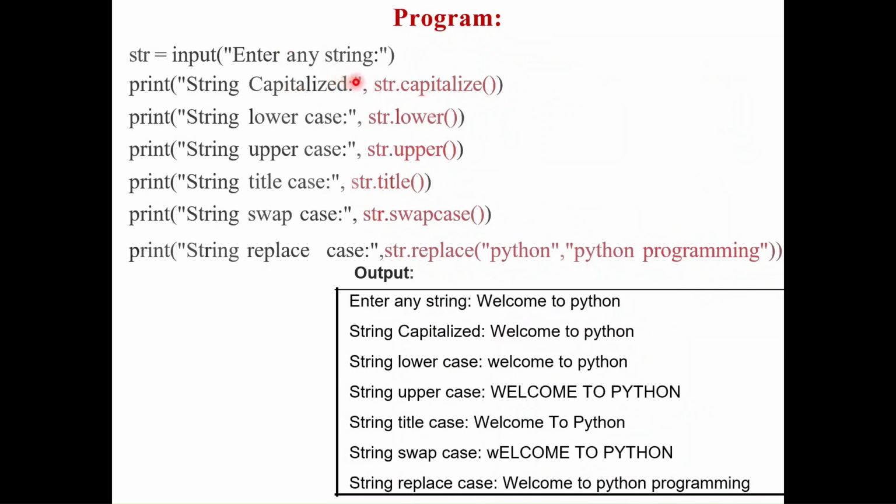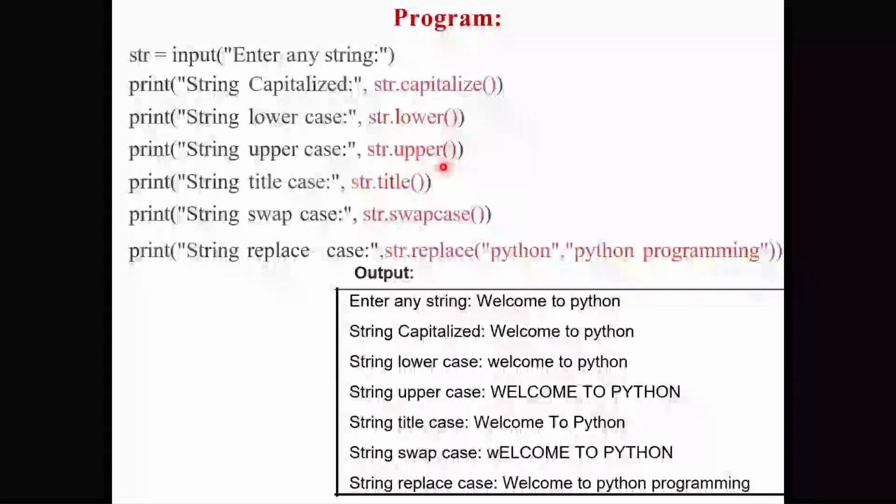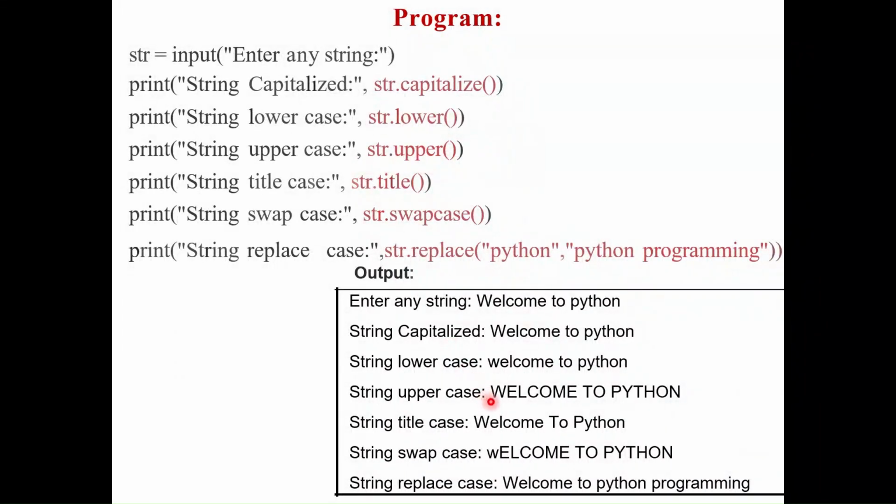So now we have taken the given string as "welcome to Python". This capitalize method will convert the first letter of the given string to capital. Since it is already given in capital letter, there will not be any change in the given string. And the second function will convert the given string into lowercase. So the entire string "welcome to Python" will be converted into lowercase. And the next function, upper, will convert the entire string into uppercase. So you'll get the text like this.